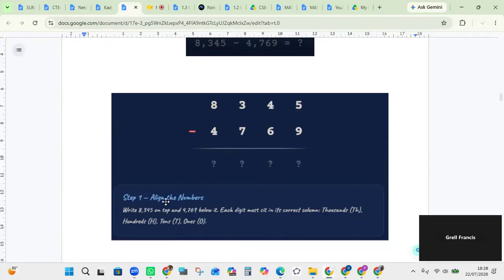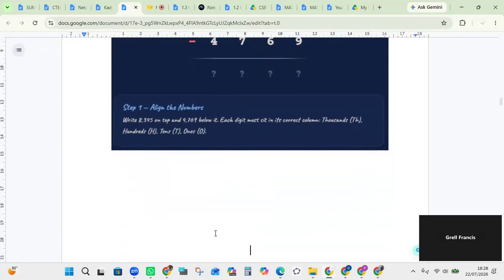And as it says, step one, you align the numbers. So you write 8,345 on top and 4,769 below. Each digit must sit in its correct column: thousands, hundreds, tens, and ones. Step number 2.